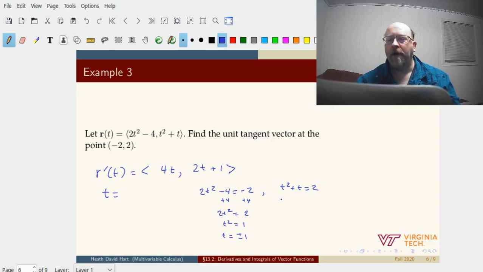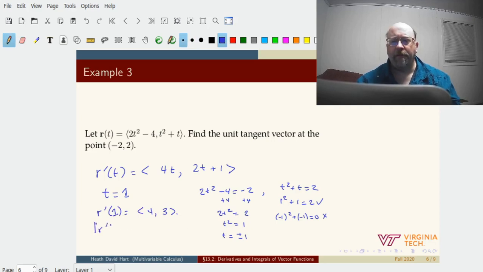Well, plus 1 over here checks. 1 squared plus 1 does equal 2, but negative 1 doesn't check. Negative 1 squared plus negative 1 is equal to 0. And so the only time that works is time equals plus 1. And so that tells me that the derivative at time equals 1 is 4 comma 3. But the magnitude of that derivative is the square root of 4 squared plus 3 squared, which is equal to 5.